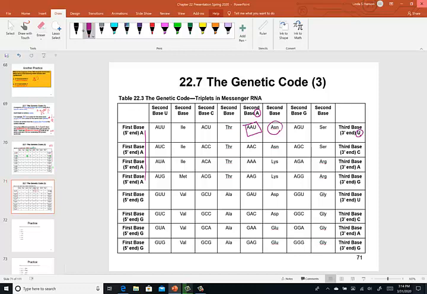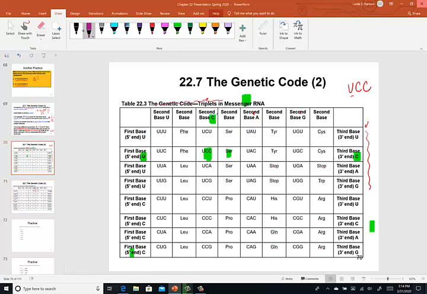Letter C, CUA. Well, if the first base is a C, that brings us up to that next chart. That's in this area. The next code is a letter U, so that's up in the top, letter U.